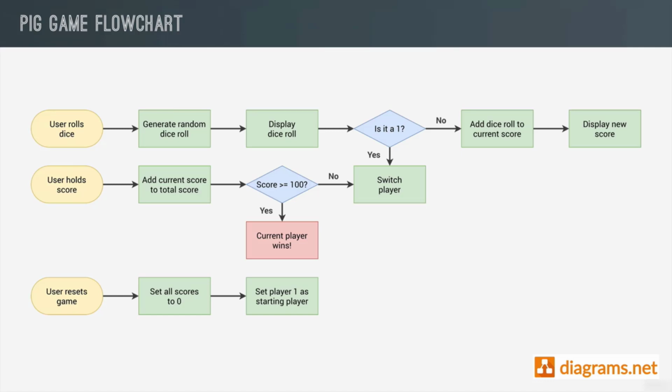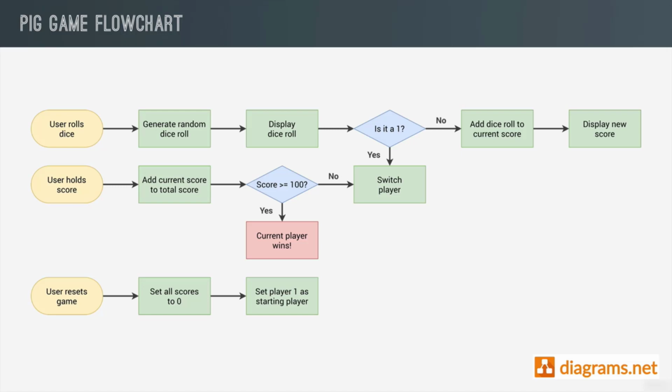So basically, it's a representation of everything that can happen in the application. So on the left side, we have in yellow the possible actions that the user can take. And then from there, we see what happens in the application as one of these options is basically chosen. So as one of the actions is executed. So whenever the user rolls the dice, so clicks that roll dice button, then we need to generate a random dice roll. Then we display that dice roll, and then we check whether it is a 1. If it's not a 1, then add that dice roll to the current score.